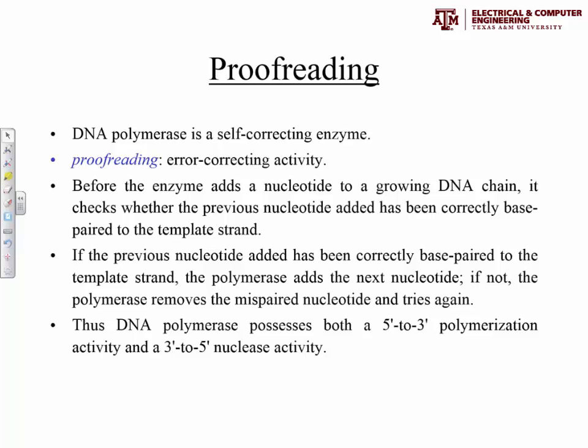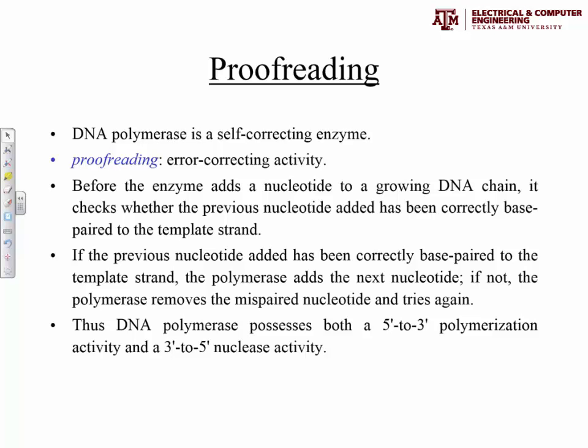Before the enzyme adds a nucleotide to a growing DNA chain, it is going to check whether the previous nucleotide added has been correctly base paired to the template strand. So before they let you enroll for the PhD, they'll make sure that you cleared your master's or your bachelor's. It's doing nothing different, but it goes and checks its work. Is the previous thing correct?